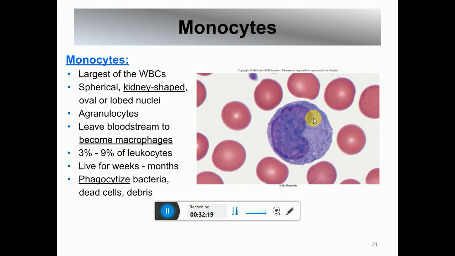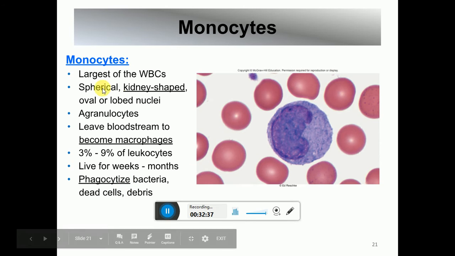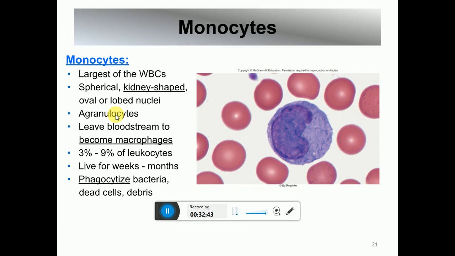Monocytes are the cells that have huge kidney-shaped nuclei. These are one of the phagocytic cells that we talked about. Remember, the monocytes, as we mentioned, when they leave the bloodstream, they become macrophages. They are agranulocytic cells, one of the agranulocytic cells.